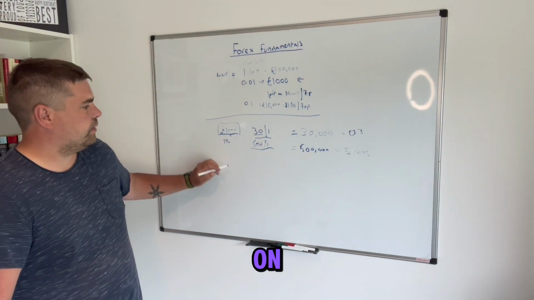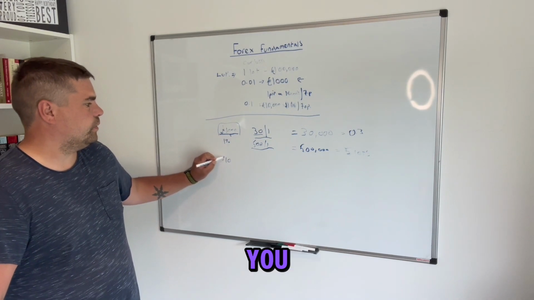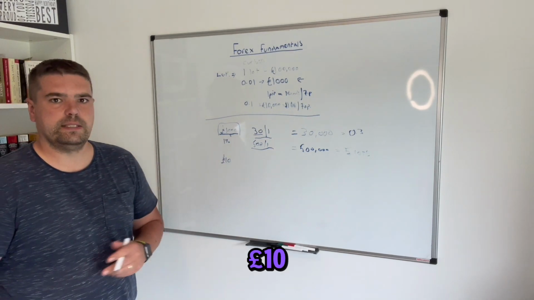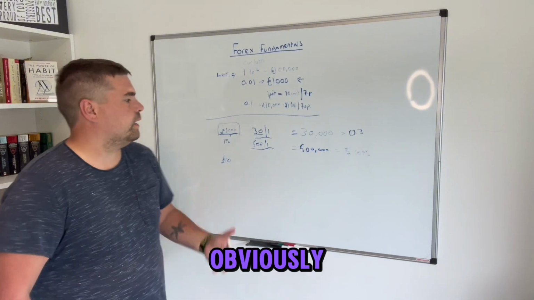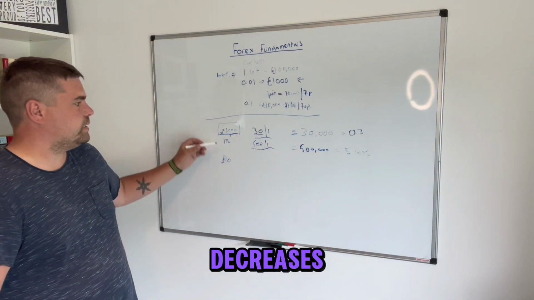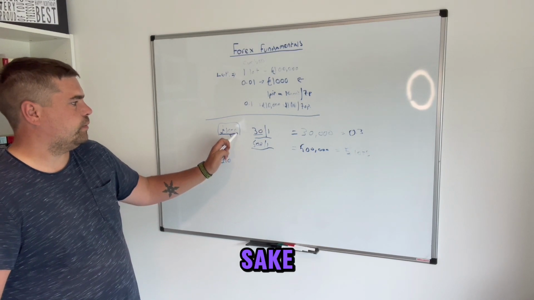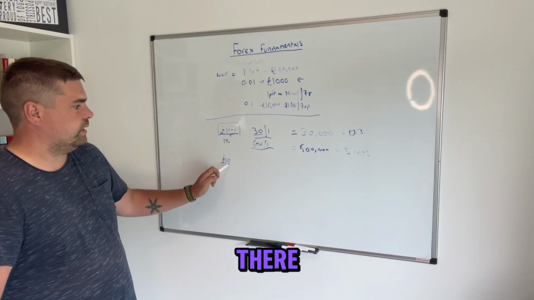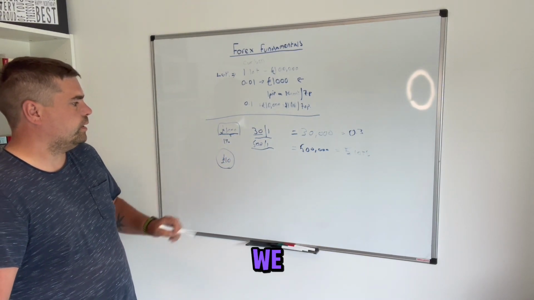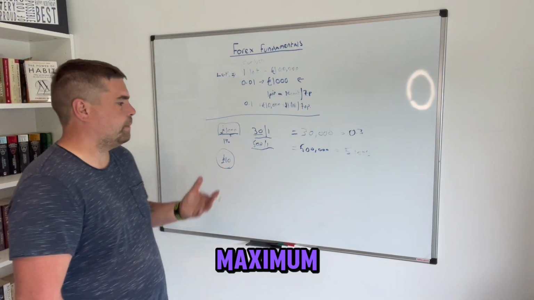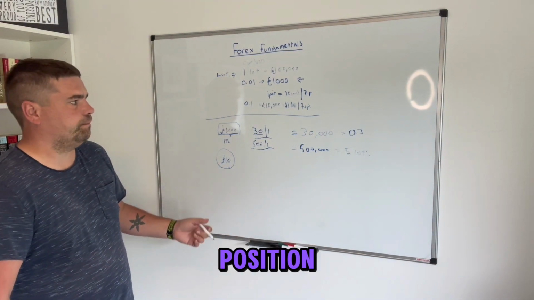So on a £1,000 account, the maximum you want to risk is £10 on any one trade. Obviously, as the balance increases or decreases, that amount is going to change, but let's just say for argument's sake we've got exactly £1,000 in there. So we only want to risk a maximum of £10 in a position.